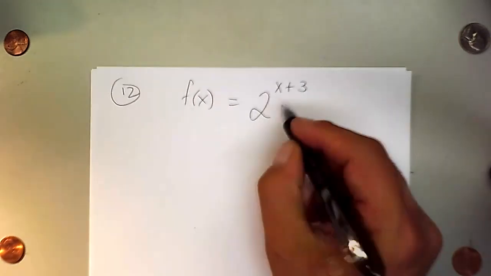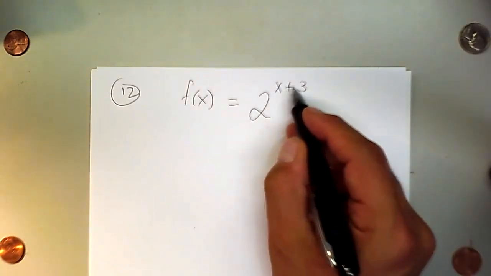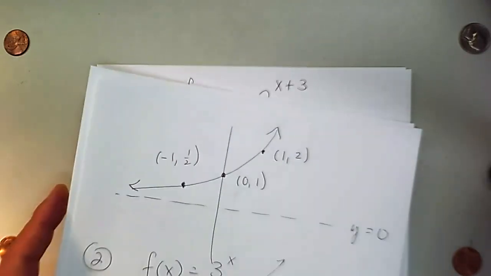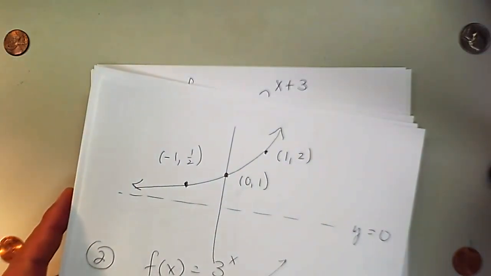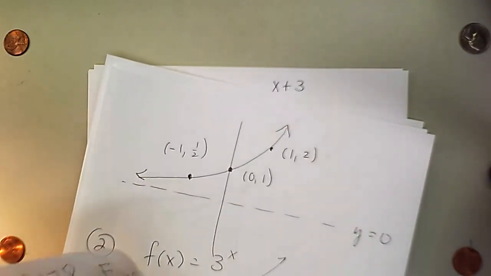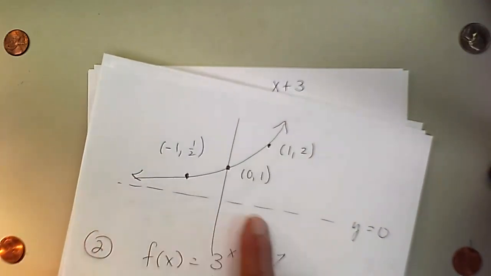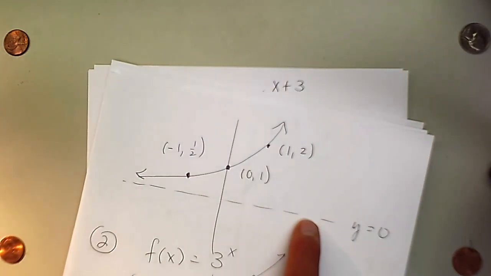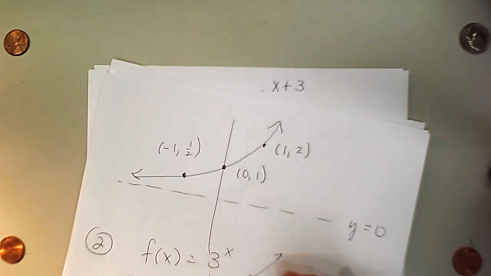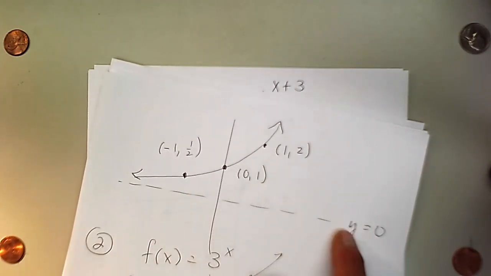Okay, so that means a shift to the left from the original 2 to the x. Remember way back here, example 1, 2 to the x. So now we're going to shift this 3 units to the left. Now, this is an infinite horizontal line. What happens if you shift the line 3 units that way? Well, it is still the same line.